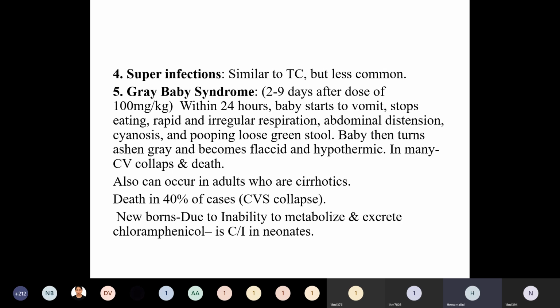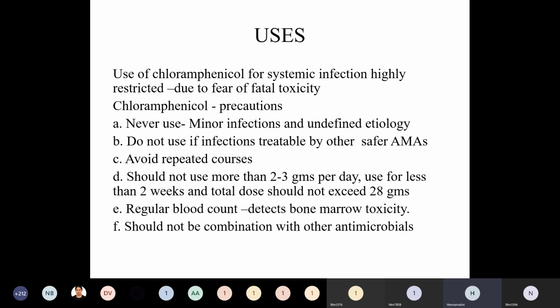Newborns are not able to metabolize the drug and excrete chloramphenicol. That is why it is contraindicated in neonates. Then coming to the uses of chloramphenicol. For systemic use, the use of chloramphenicol is highly restricted due to fear of fatal toxicities.